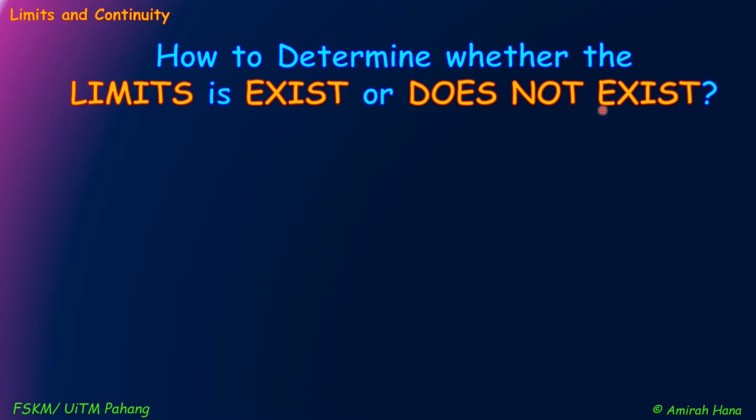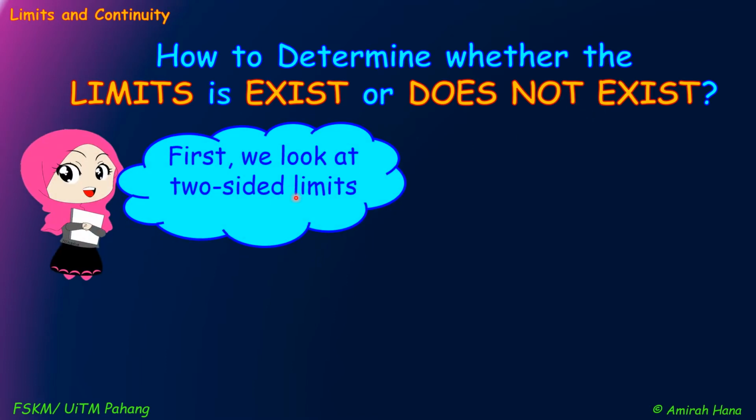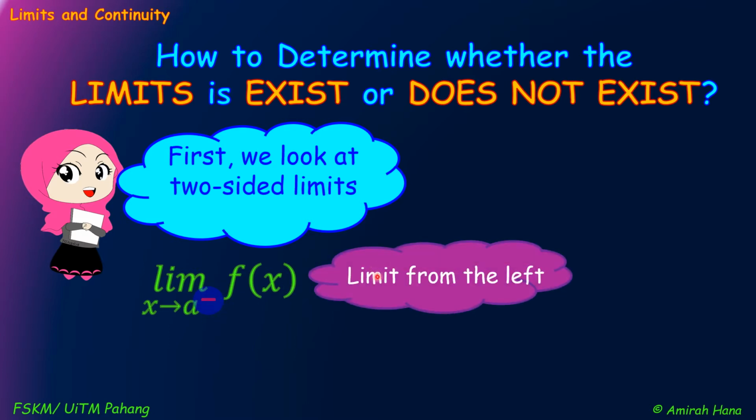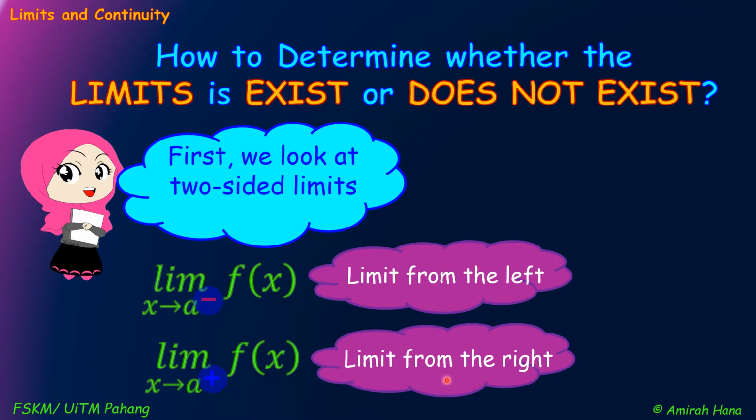In this video, we are going to discuss how to determine whether the limit exists or does not exist. First, we look at two-sided limits. Limit x approaches a from the left f(x). This sign we read as limit from the left. And then limit x approaches a from the right f(x). This sign we read as from the right.